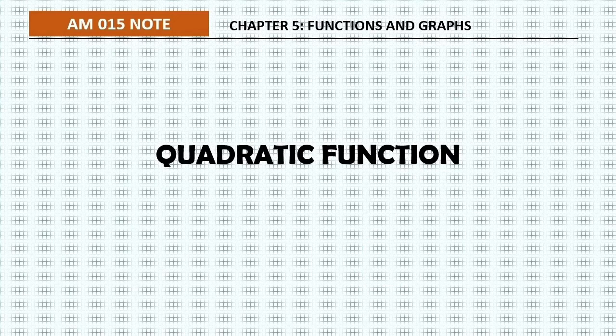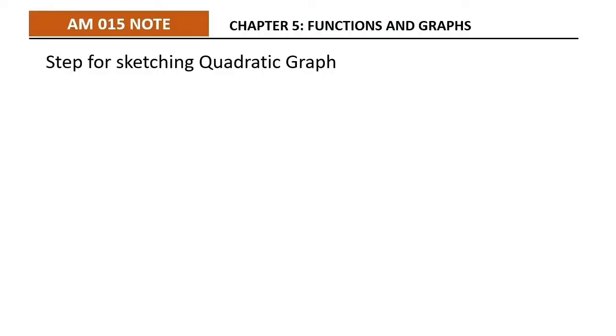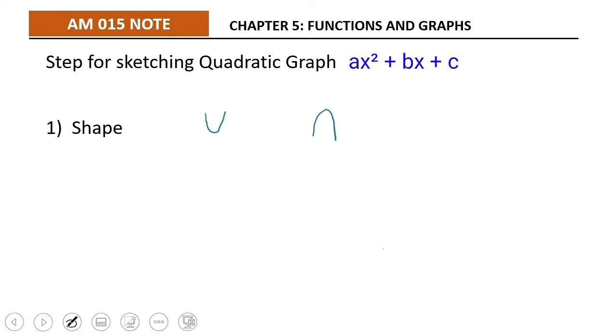For a quadratic function, we have 4 steps. First, shape. For a quadratic function, we have a smile graph and a sad graph. Smile for a greater than 0, sad graph for a less than 0. This is a sad graph, this is a smile graph.